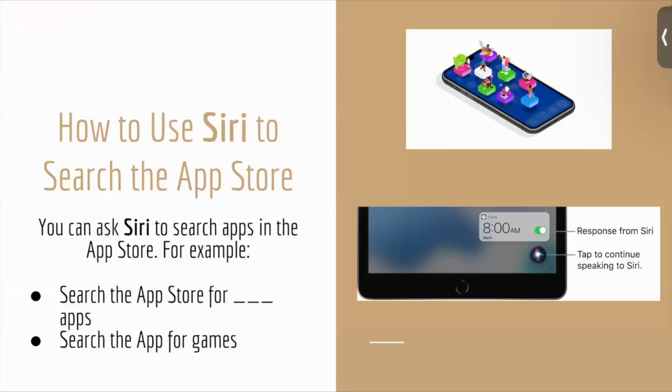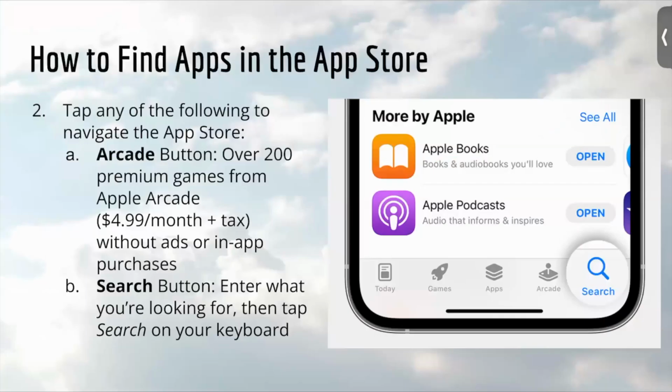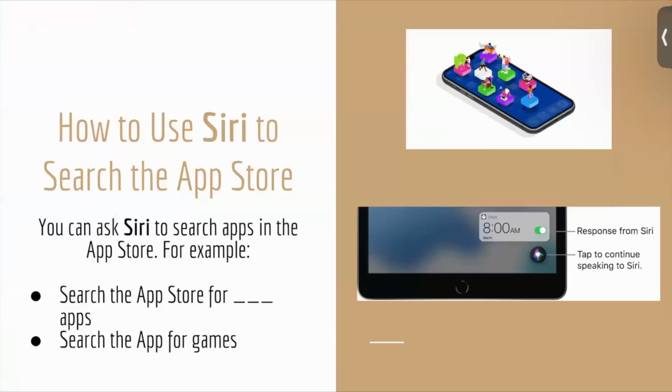So basically that bottom portion of the App Store is the main thing that you can use to navigate when you're inside of the App Store. You can use Siri to search the App Store. So you can ask Siri to search apps in the App Store. For example, you can say search the App Store for blank apps or search the App Store for games. So of course, because we're on Zoom, I can't showcase that to you now, but I can do it on my phone, and you should be able to hear the result.